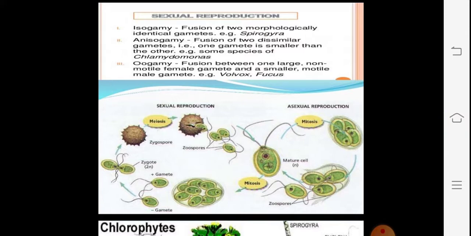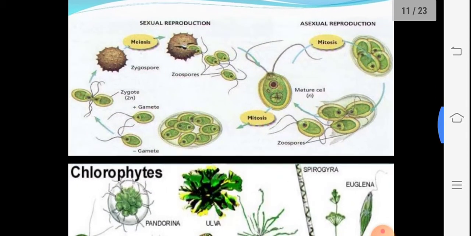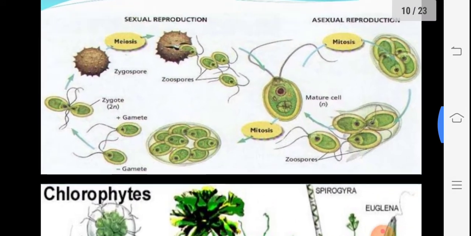Commonly we know Spirogyra, a filamentous form. Then anisogamy, the fusion of two dissimilar gametes. An example is Chlamydomonas, where one is smaller and one is larger. Then oogamy means fusion between one large non-motile female gamete and a smaller motile male gamete. Good examples are Volvox and Fucus. Just see the diagram of sexual reproduction in the Chlorophyta.